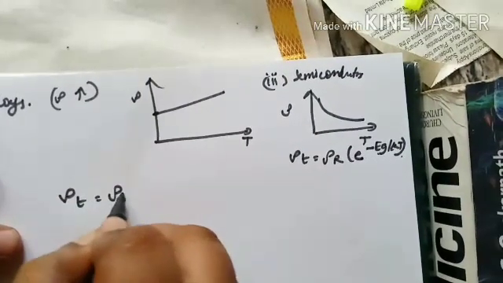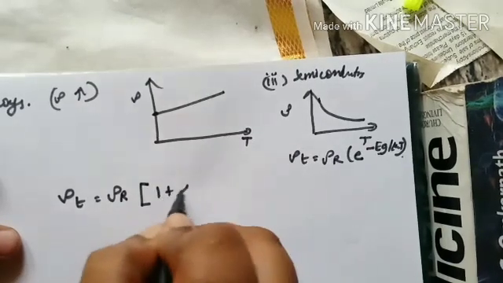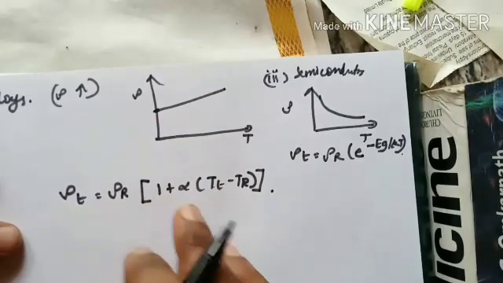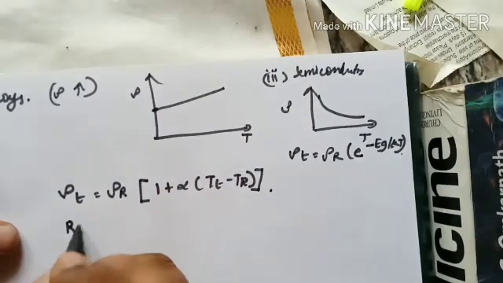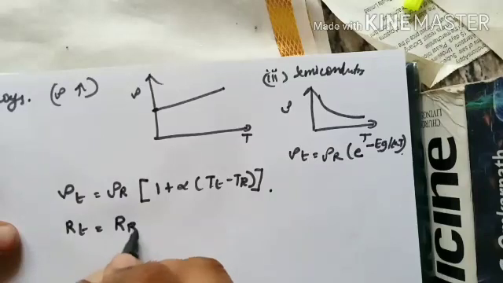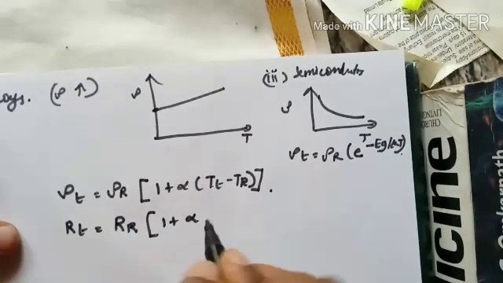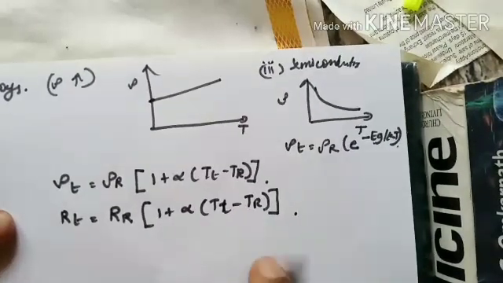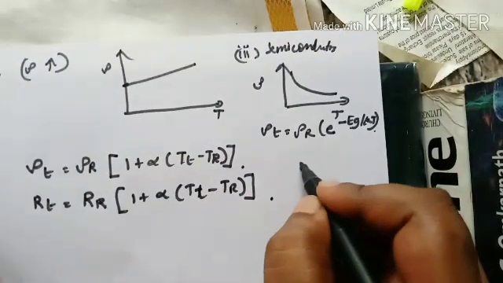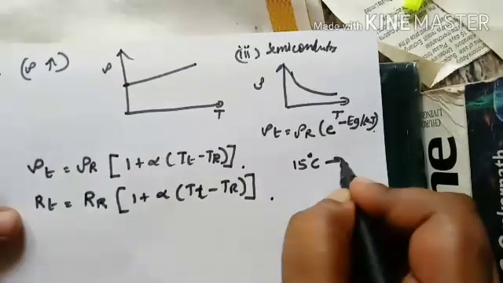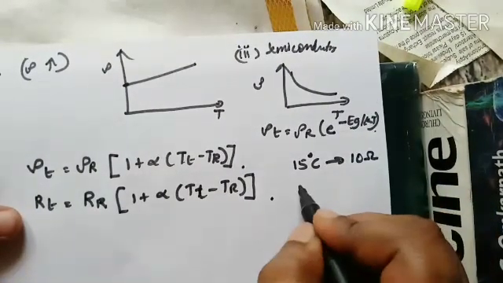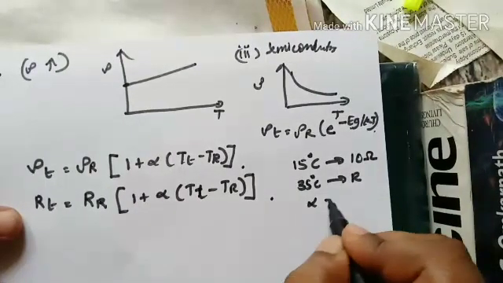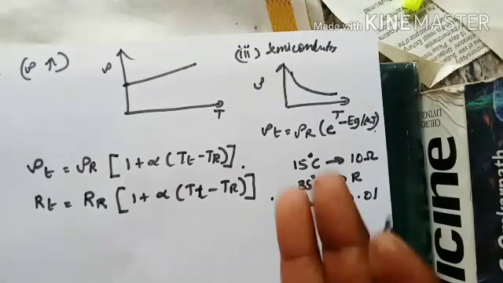Rho t is equal to rho r into 1 plus alpha into (T_t minus T_r), right? A similar expression is there for resistance also, that is R_t is equal to R_r into 1 plus alpha into (T_t minus T_r). I will do an example here. Suppose at 15 degrees Celsius the resistance is 10 ohm, and you are asked what will be the resistance when the temperature is 35 degrees Celsius, and you are given alpha as 0.01. Your problem will be like this.